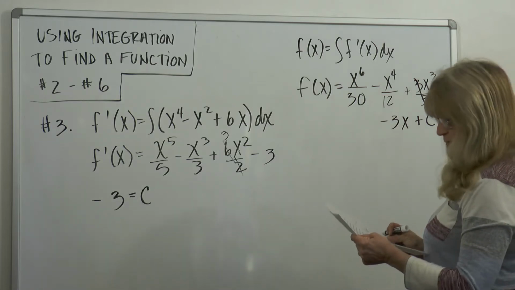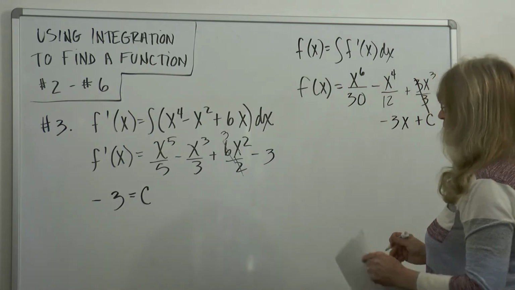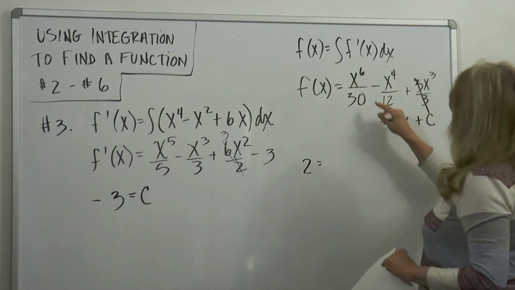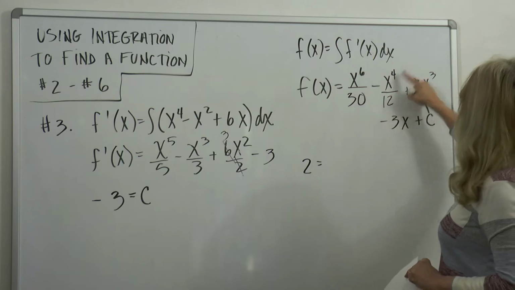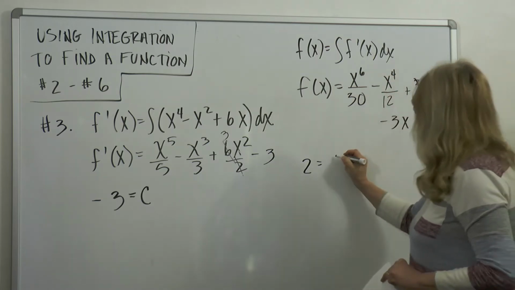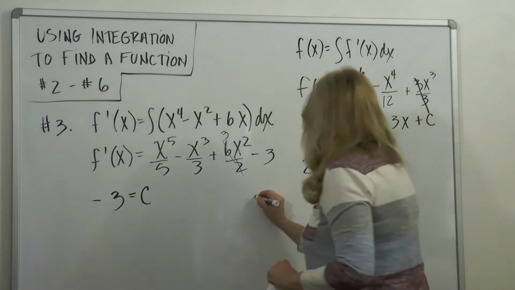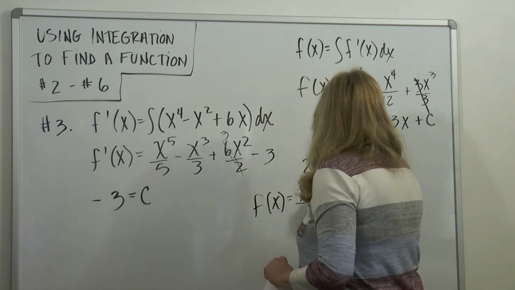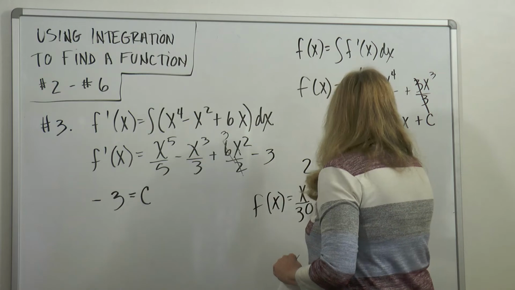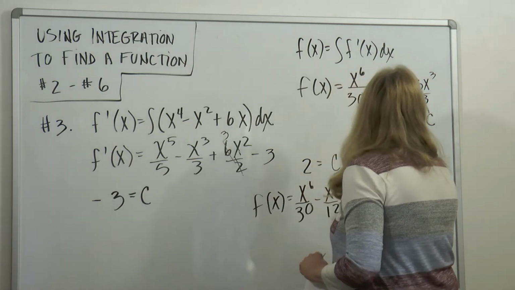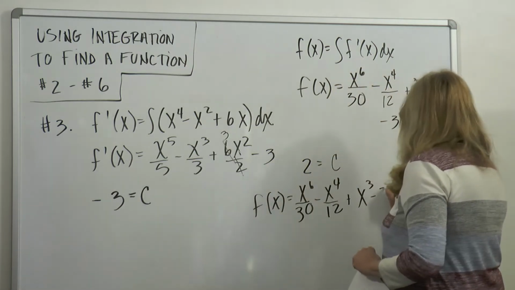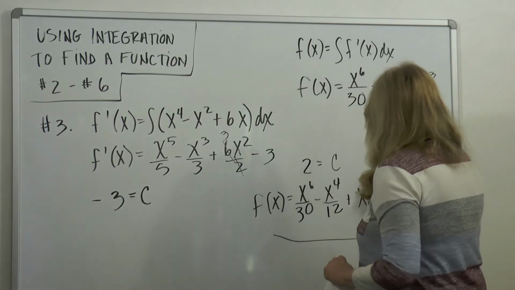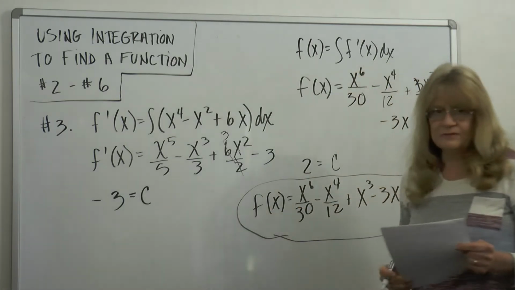Okay, so in this problem, f of 0 equals 2. So that means 2 is equal to when x is 0. When x is 0, that's 0, that's 0, that's 0, that's 0, and c is equal to 2. So your final answer is x to the 6th over 30 minus x to the 4th over 12 plus x cubed minus 3x plus 2. That's our position function.